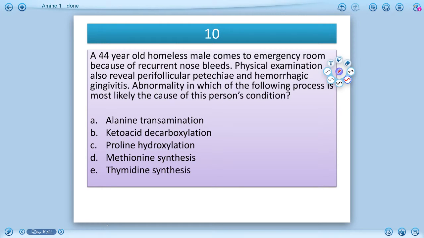Abnormality in which of the following processes is most likely the cause of this person's condition? Proline hydroxylation is true, and that is for vitamin C deficiency. See, vitamin C is required for hydroxylation of proline and lysine residues on collagen. And collagen is required for strengthening of blood vessels and gums, so they will bleed if they're weak. Okay?